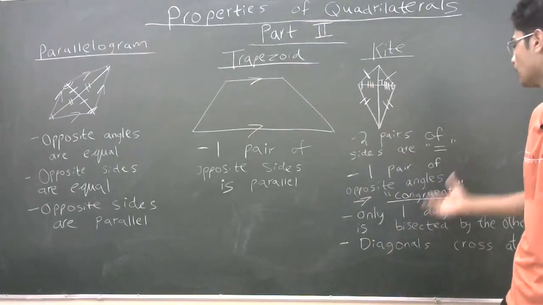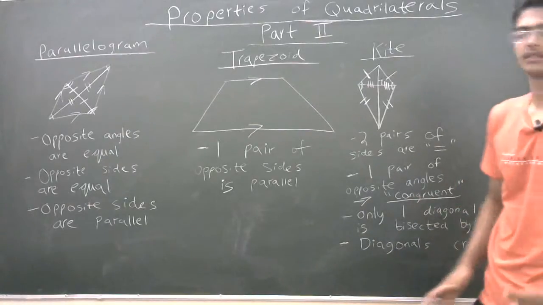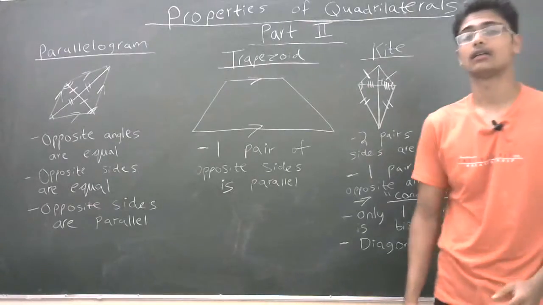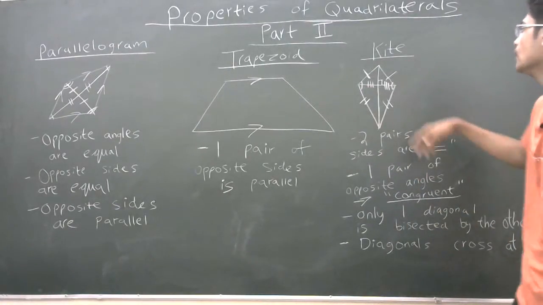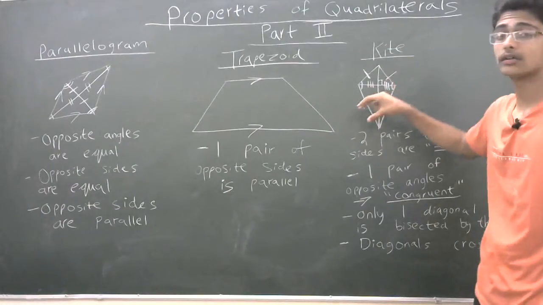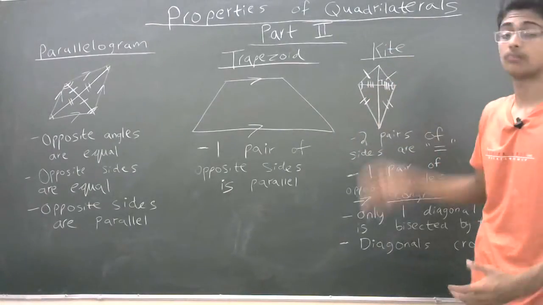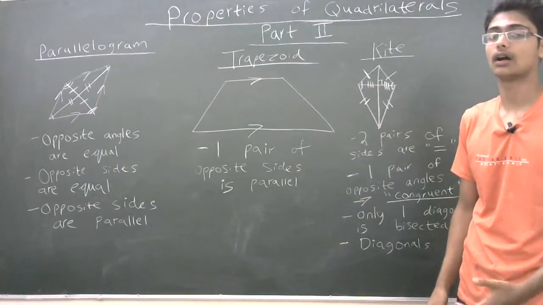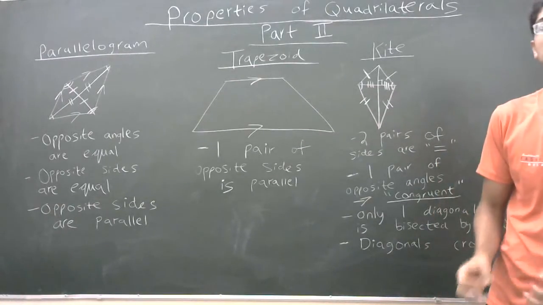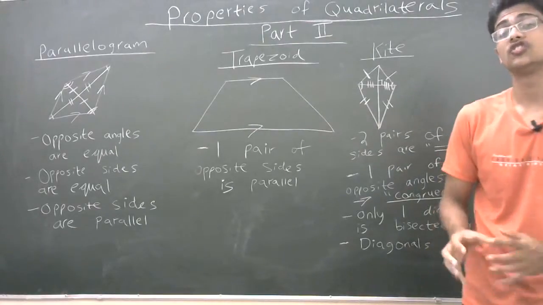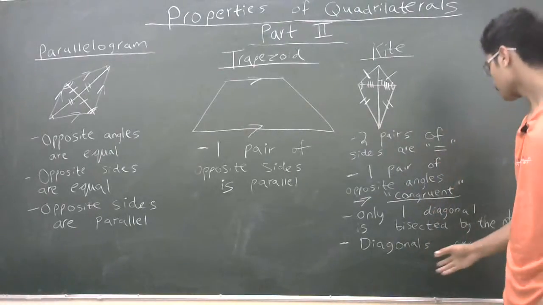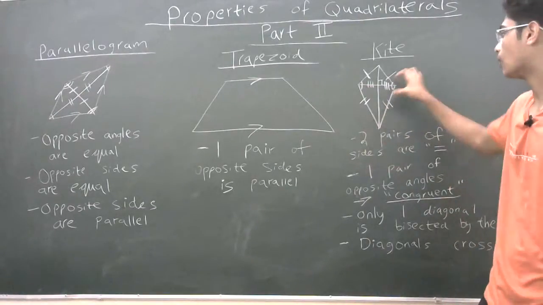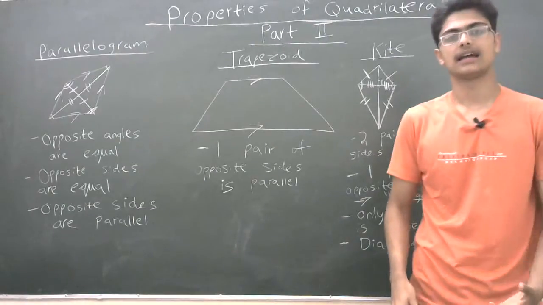So one pair of opposite angles, yes, I said that those are congruent. And then you have only one diagonal that is bisected by the other. So in this case, you would see that this longer diagonal is bisecting the smaller one. However, the smaller diagonal is not necessarily bisecting the longer one. And again, bisecting means dividing the other diagonal into two equal segments. And obviously, you see that the diagonals are crossing each other, and they will be crossing each other at 90 degrees.